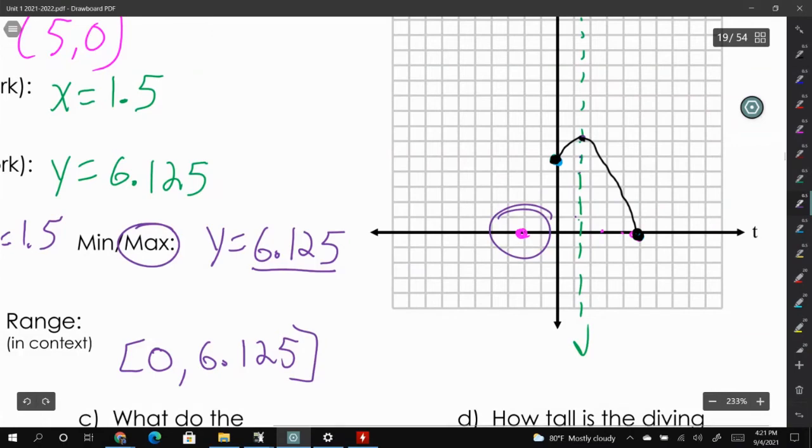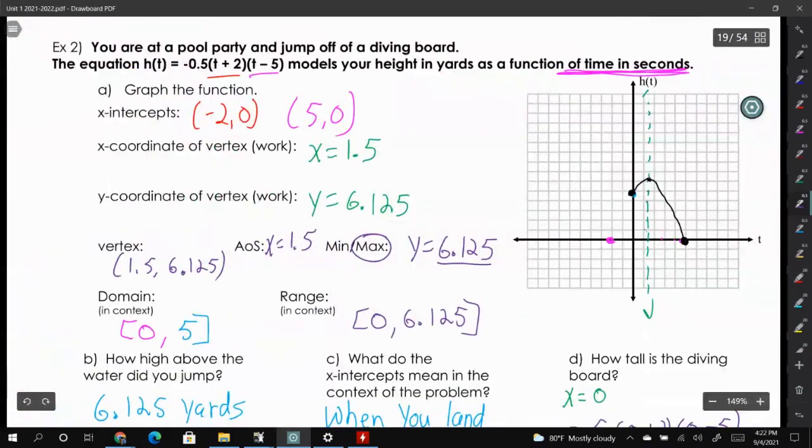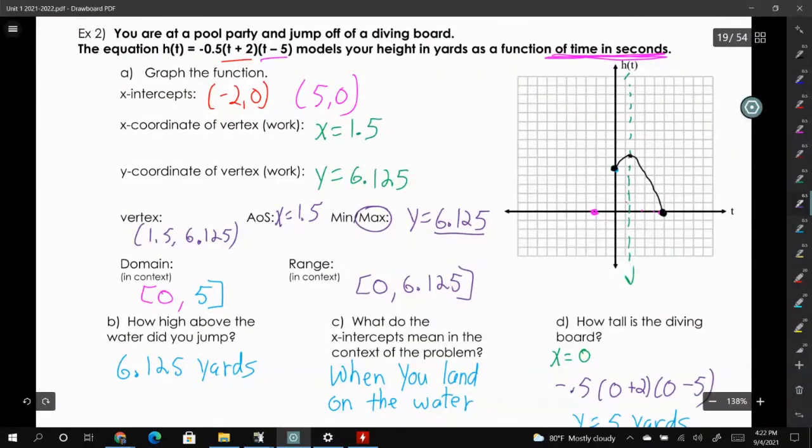And we're saying, well, what about this x-intercept here? Well, the x values on this side of our graph are all negative. It wouldn't make sense to say, oh, 2 seconds ago I was in the water. That doesn't make sense in the context of this problem. So again, just make sure you're thinking about what is practical when it comes to these word problems.